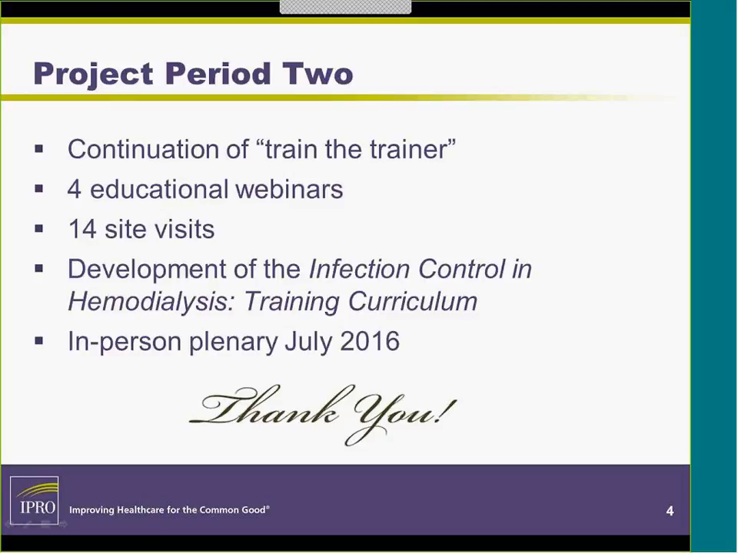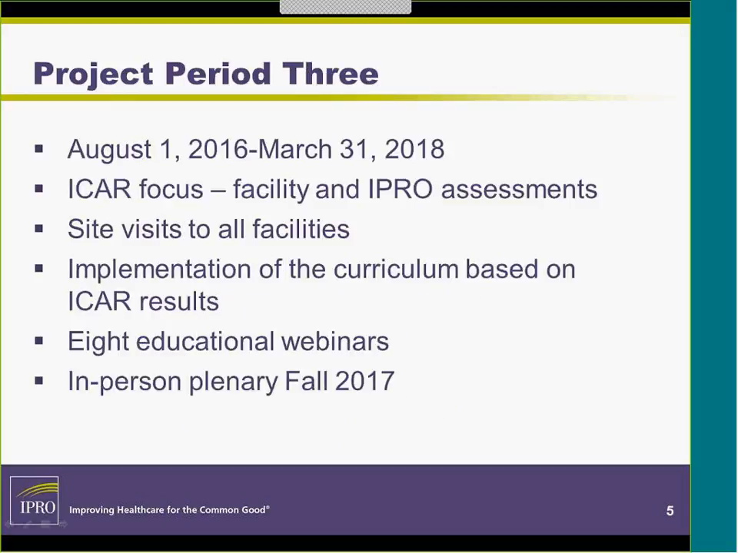Project period 2 was concluded in July of 2016 with the full educational plenary at the 4 Point Sheraton in Meriden. To all those who actively participated in project period 2, we do want to thank you. We do understand the multiple responsibilities and the many hats you all wear, so we appreciate the efforts you make to improving infection control and improving patient outcomes and participating in the activities of these projects.